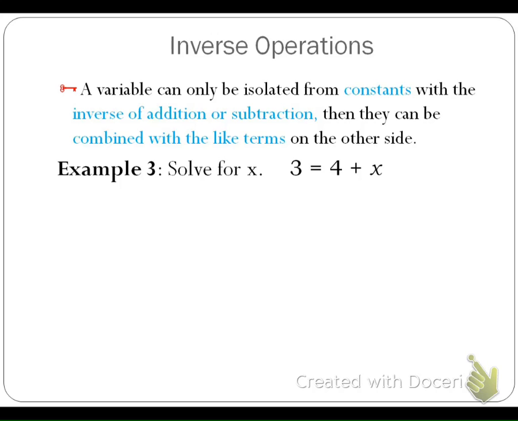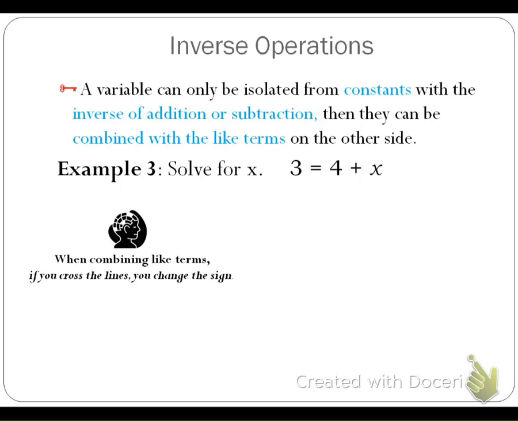So here's that third example again. 3 is equal to 4 plus x. What term are we trying to remove? The 4, because it's with our variable. We don't want it with our variable. And to get rid of that 4, I'm going to give you a little rhyme to help you remember what you do. So if you ever see this little symbol of the brain in any of my notes, it just means it's a memorization technique. When you're combining your like terms, in this case constants, if you cross the lines, aka the equal sign, then you change the sign. So the 4 is what we're trying to move to the other side of the equation. So we would have to subtract 4 from both sides of the equation. We had to change the sign because we crossed the lines.